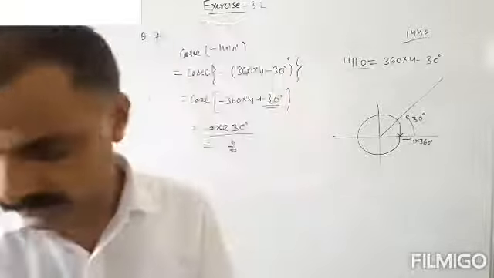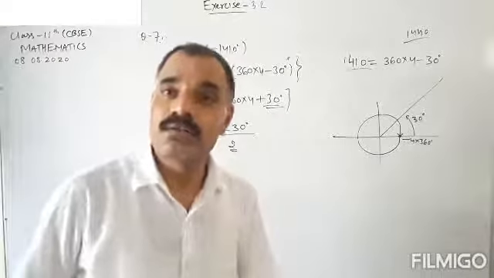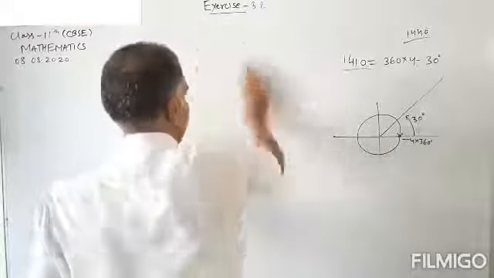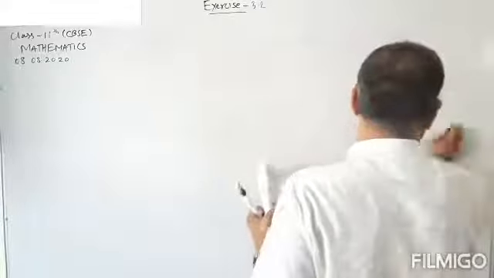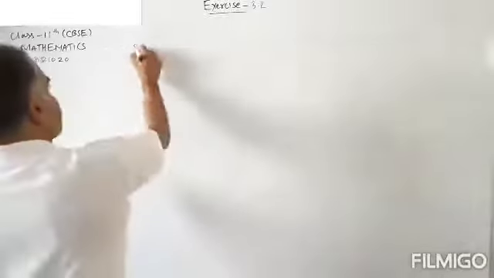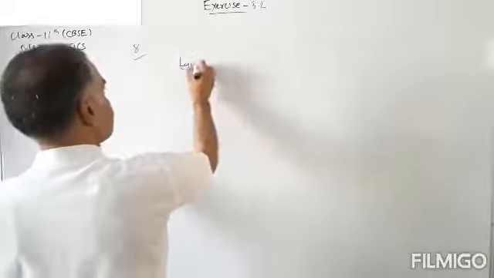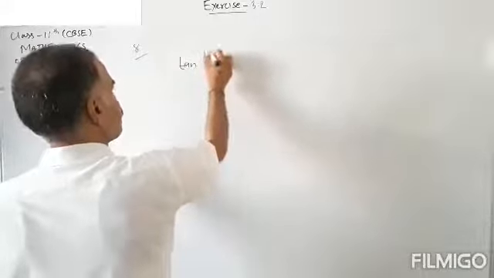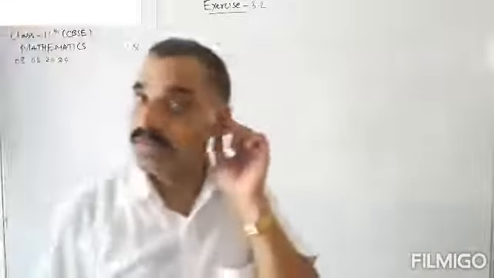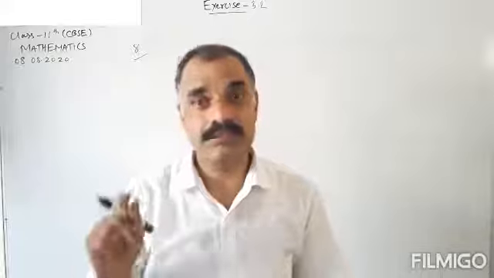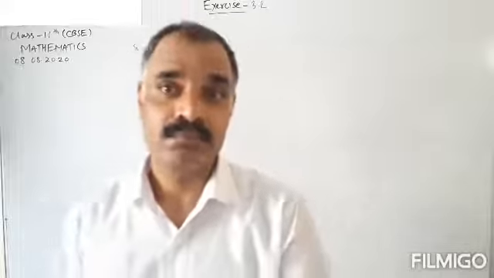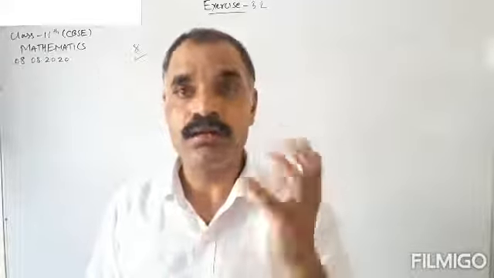Is it clear to you? Now let us take another question, question number 8: tan of 19 pi upon 3. You have to find the value of this. Now it is given in pi, and when it is given in pi, it is easier to solve the question.